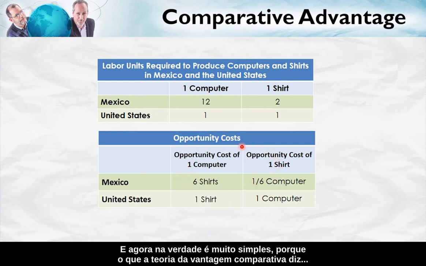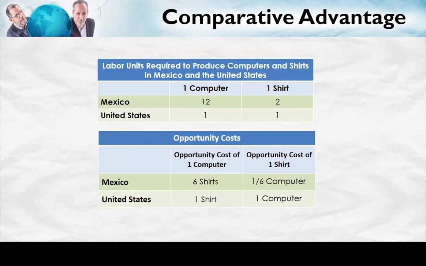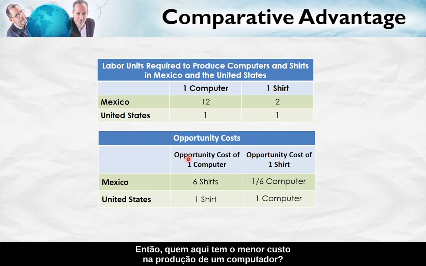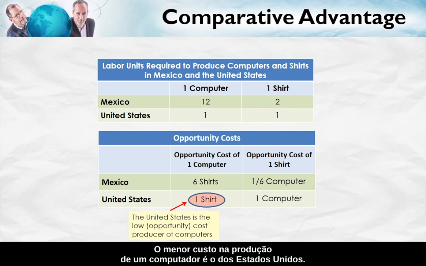And now it's actually pretty simple, because what the theory of comparative advantage says is that you should produce what you can produce at lowest cost. Okay? So who here has the lowest cost of producing a computer? The lowest cost of producing a computer is the United States. The United States is the low opportunity cost producer of computers.